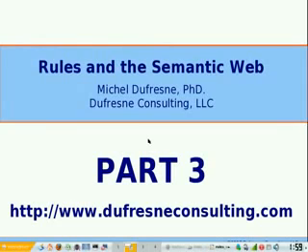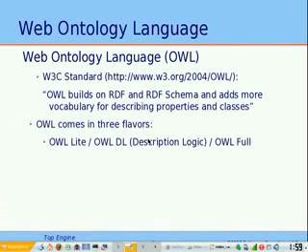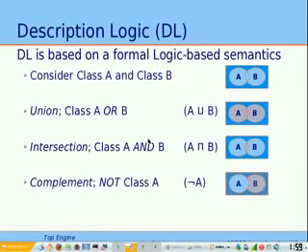This presentation is part 3 of a 3-part series that talks about using the semantic web technologies for the domain model of rule-based business applications. In the first part, we talked about the Web Ontology Language, which is a W3C standard, and in particular, we talked about OWL DL, which is the description logic flavor of the language.